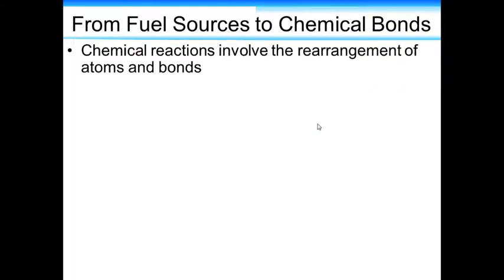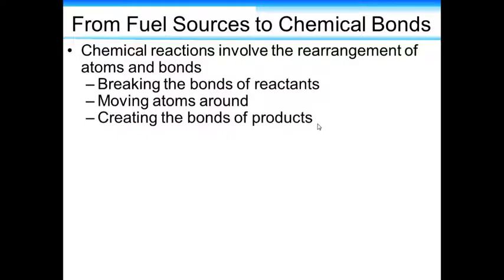So when we do these chemical reactions, we rearrange the atoms. We break the bonds of the reactants, we move atoms around, and we create the bonds of the products. It always takes energy to break bonds. A common misconception, I don't want to say misconception, it's probably more of a vocabulary misuse in biology.